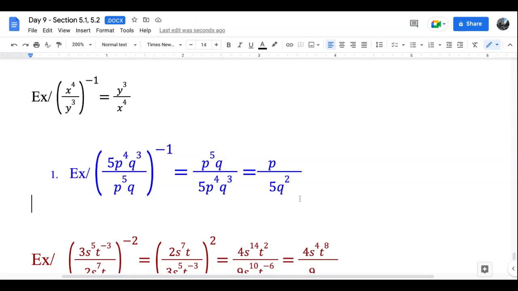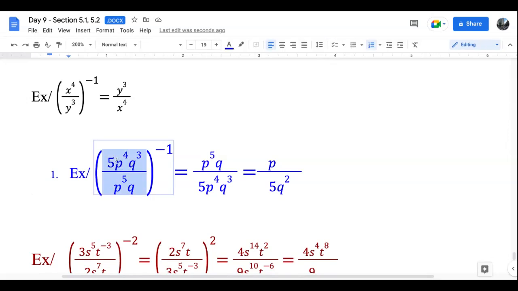Or you may think, oh, I can simplify first, then flip over. That's fine, all right? You simplify inside first, then you flip over. When you simplify inside, you get 5q squared over p. Okay? And with -1 raised to -1, you just flip over the numerator and denominator.